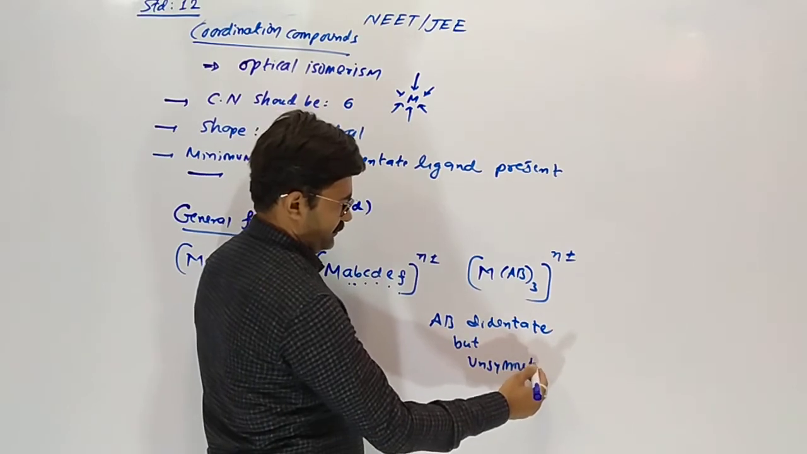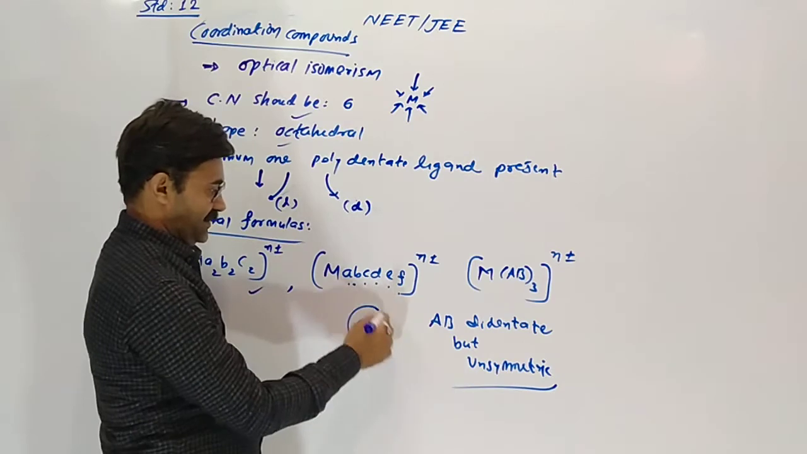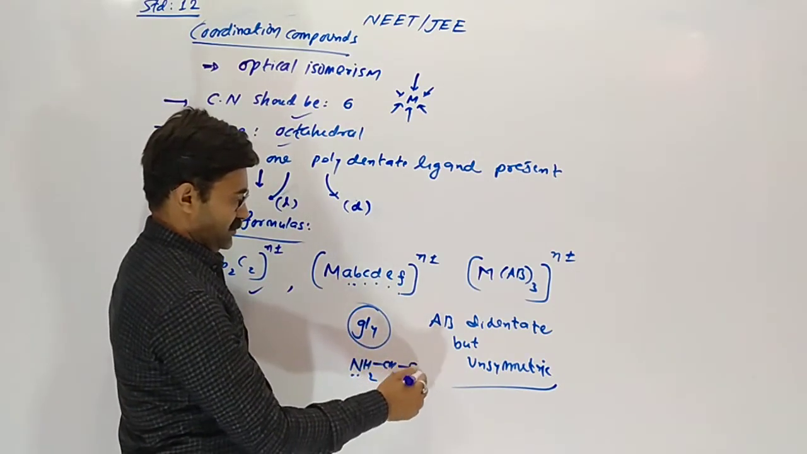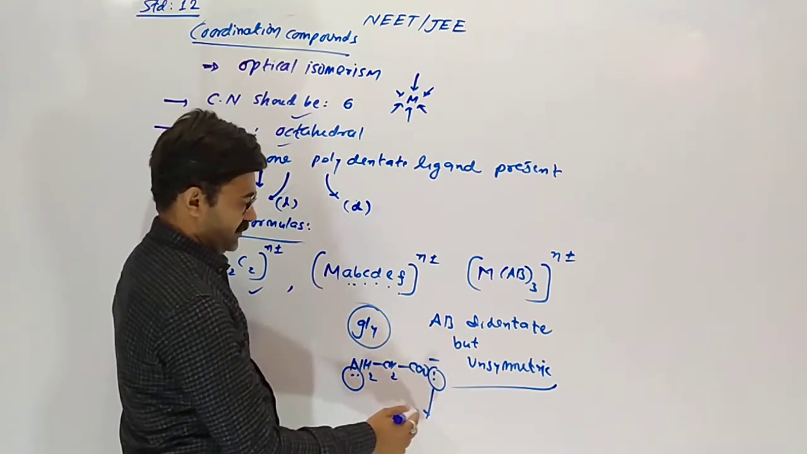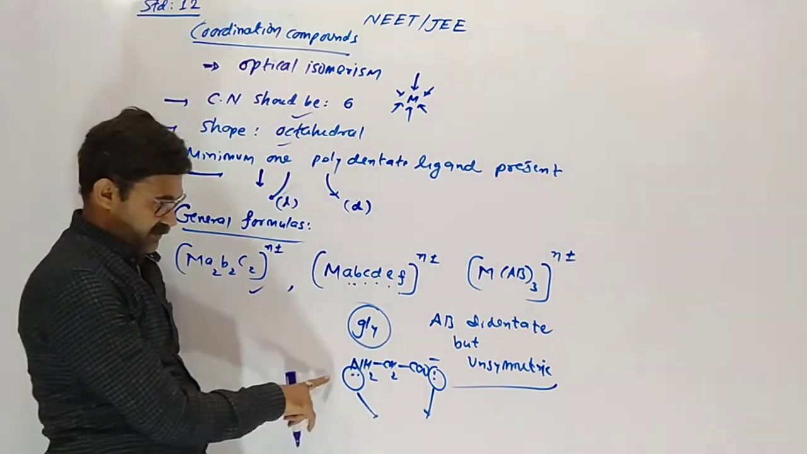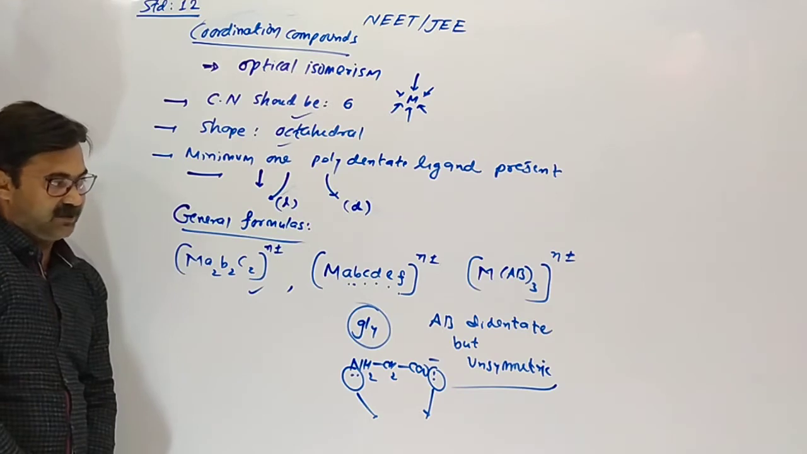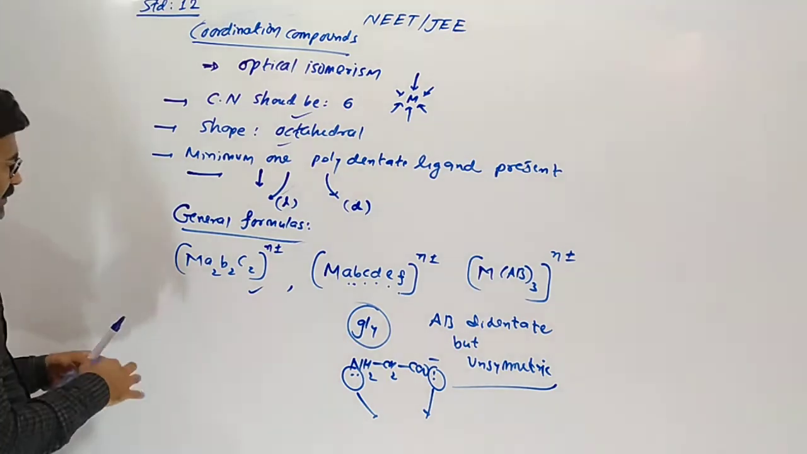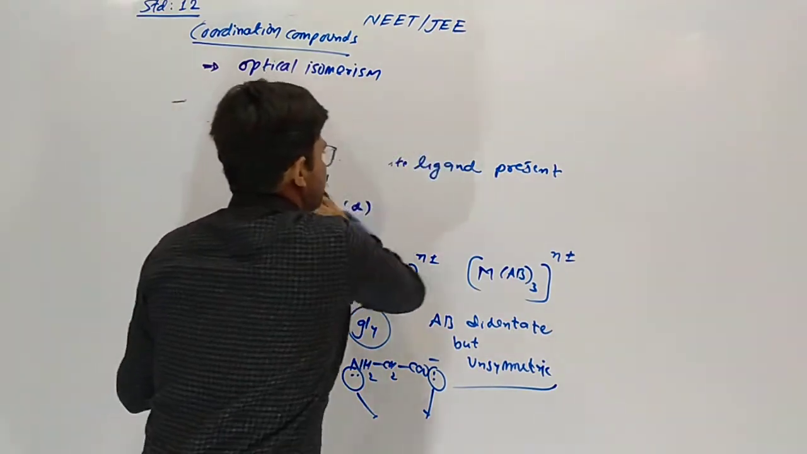Now metal with AB thrice. This one also gives isomerism. AB means didentate, but unsymmetric. I am giving the example glycine. In glycine, NH2, CH2 and COO minus: one is nitrogen, one is oxygen. So two different atoms donate a pair, didentate but non-symmetric, unsymmetric, also gives optical isomerism. Now one by one we will discuss it.